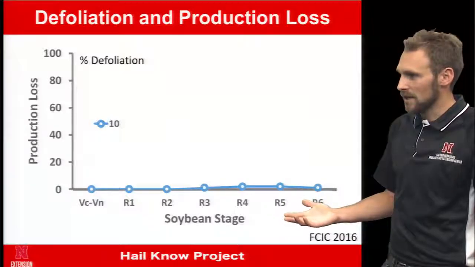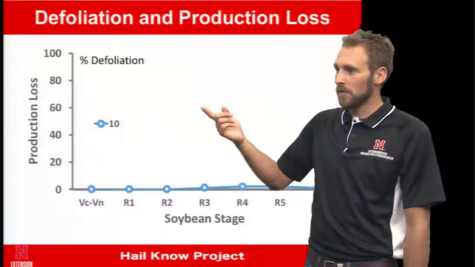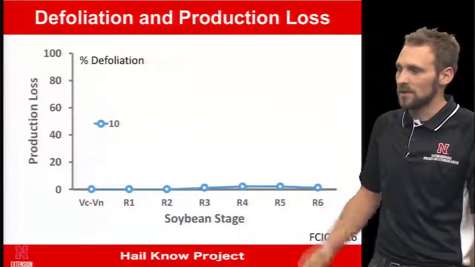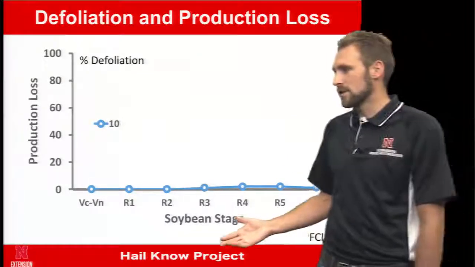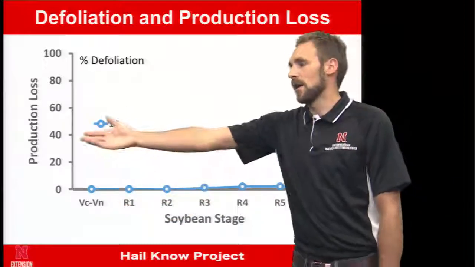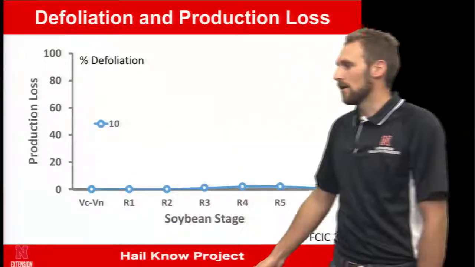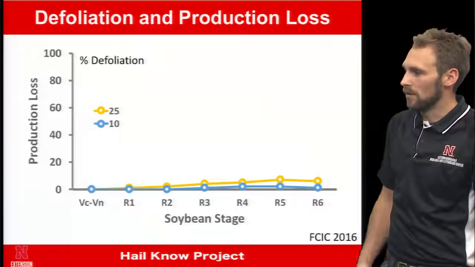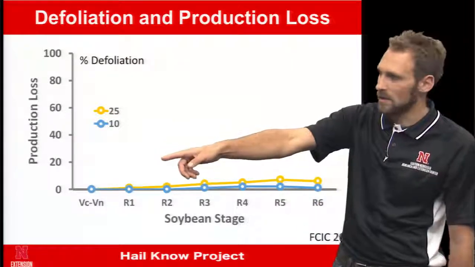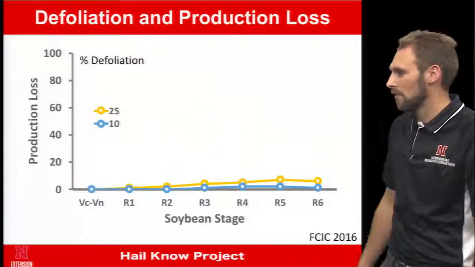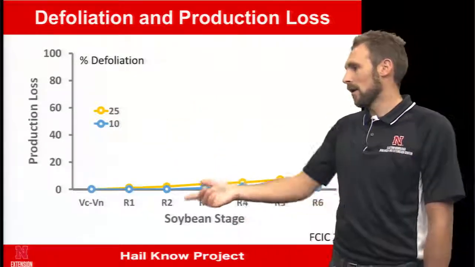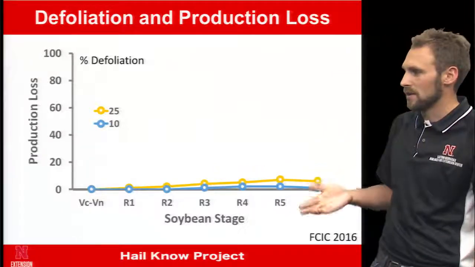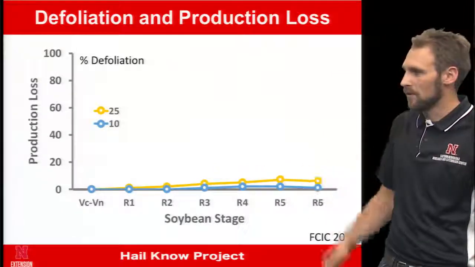So again, FCIC, percent defoliation. This is assuming no node cuts. This is all nodes are present and just some degree of defoliation. We've got our stages, VC through VN, and then we've got production losses here on the top. We look at 25%. Remember that VC to VN is almost never going to move just because we don't really account for it prior to that. R1 stage, we're starting to see some potential losses. Pretty hard to even differentiate this from zero, so it's not something that would be of huge concern.